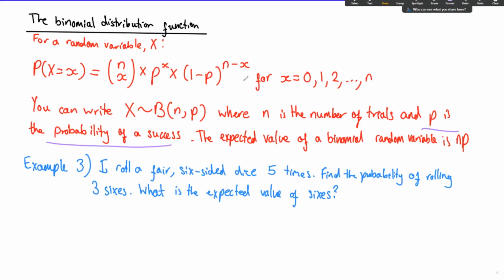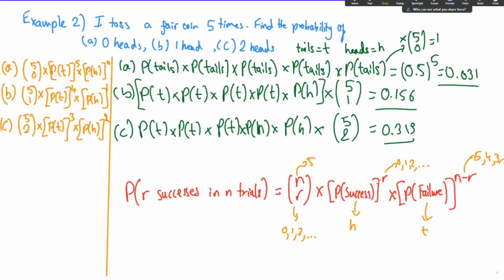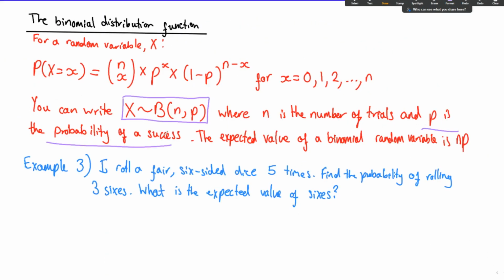And generally, we write a binomially distributed random variable as this, where n is the number of trials, so it's the n that we looked at here, and again, p is the probability of a success. And also, the expected value of a binomial random variable is np. So that's also an important result you should know.